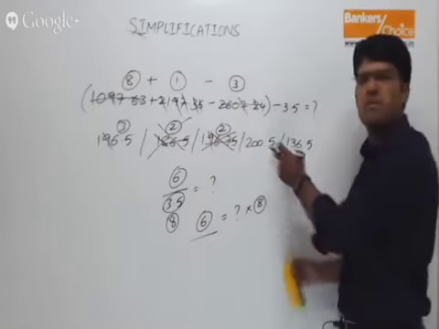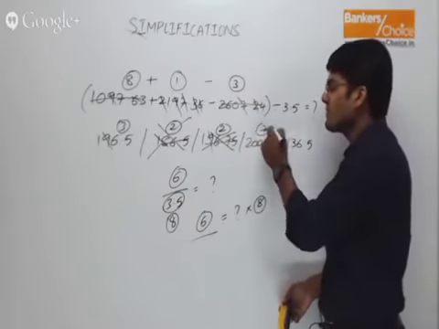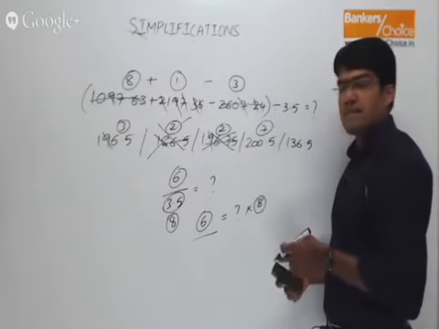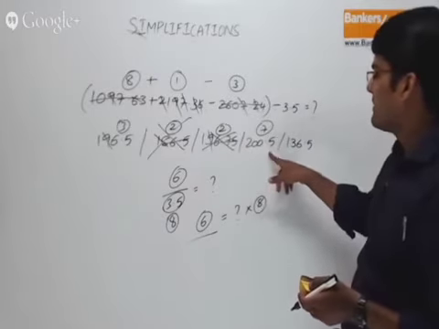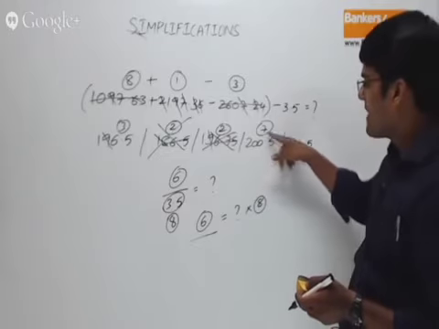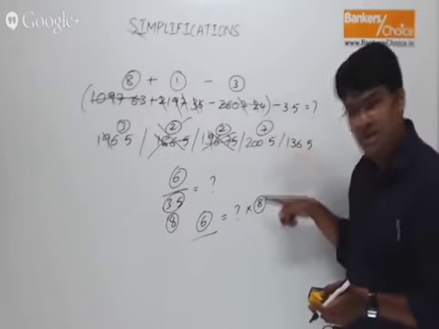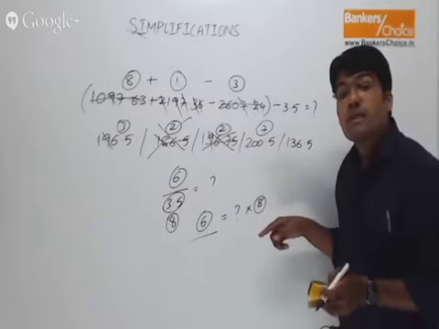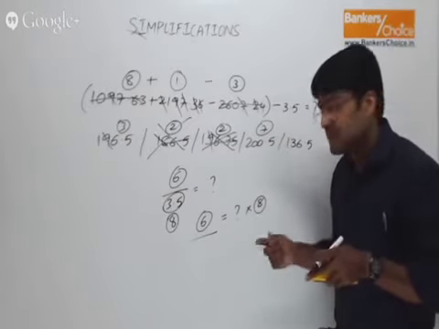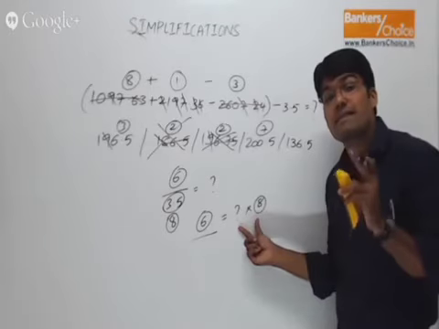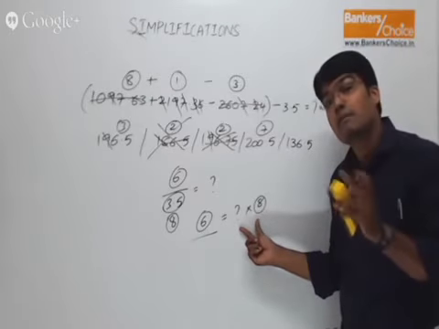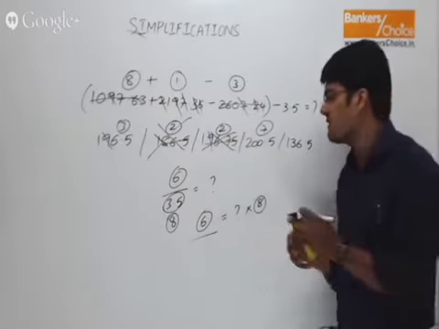Look at the next one, 200.5. 2 plus 5, 7. 8 into 7, 56. Yes or no? The root digit is 7. 8 into 7, 56. 5 plus 6, 11. Here we are getting 56. 5 plus 6, 11. Again, 1 plus 1, 2. What we want is 6. This is also ruled out.